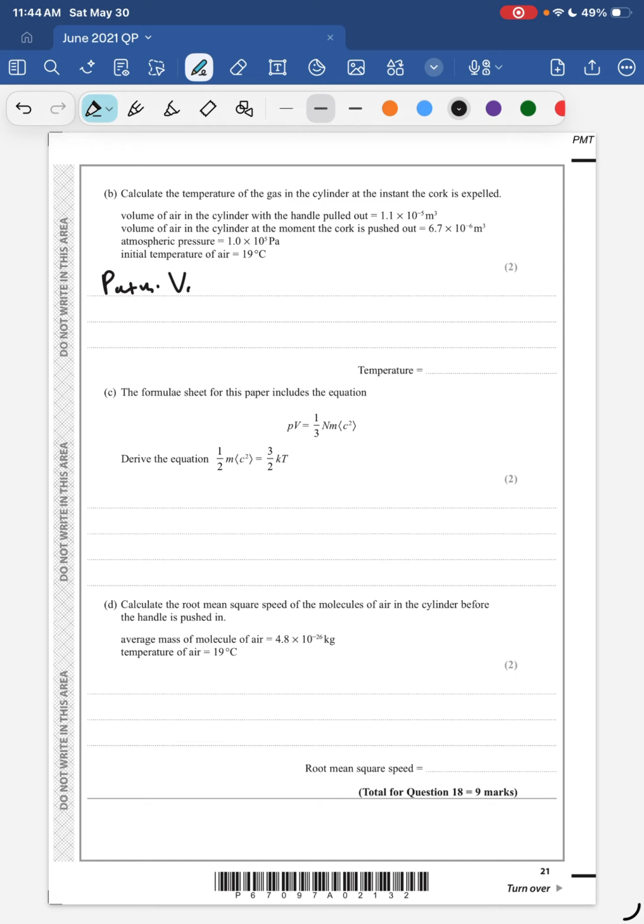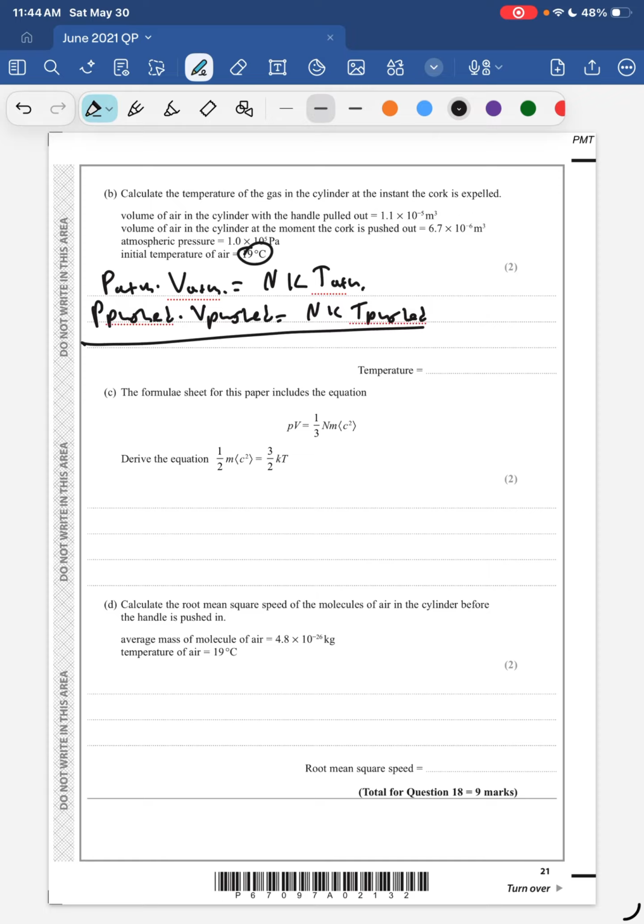V, I don't know, atmospheric, maybe. Okay, so this should be NKT atmospheric, which is, okay, the 19 degrees Celsius. When we push it in, so P pushed times V pushed is NKT pushed. Okay, I hope this makes sense. If we divide this, I'm gonna need a new page, but okay, N and K cancel, so that's nice.